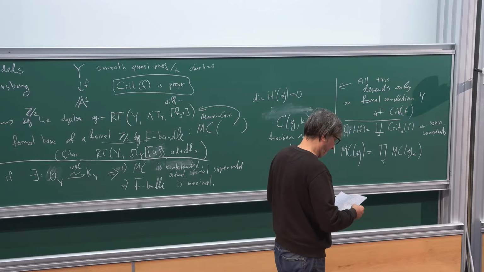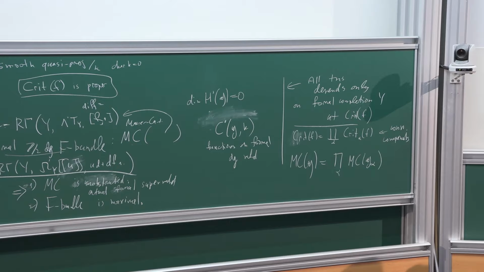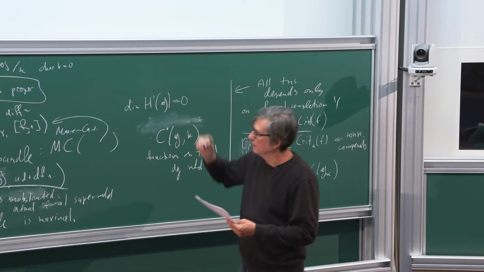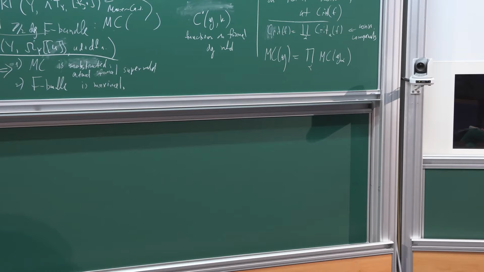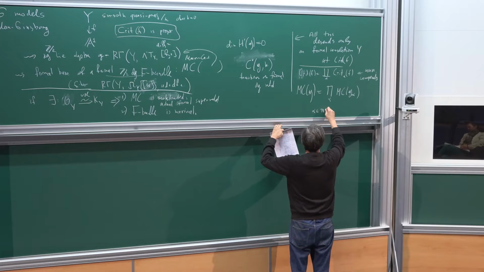And so the whole story about categories, which I told you before, makes sense if the critical value is zero. If the critical value is not zero, there is no category, but one formally defines a category by shifting the value of the function. So alpha is running over the critical values, or alpha is running through pi zero of the critical locus.